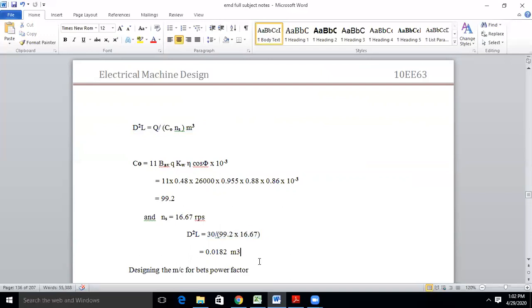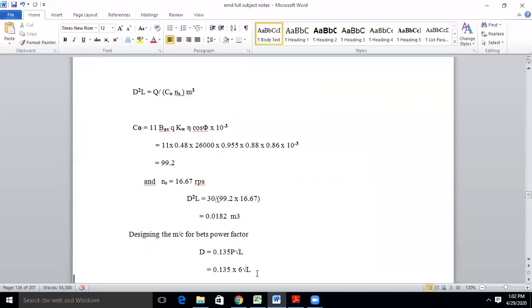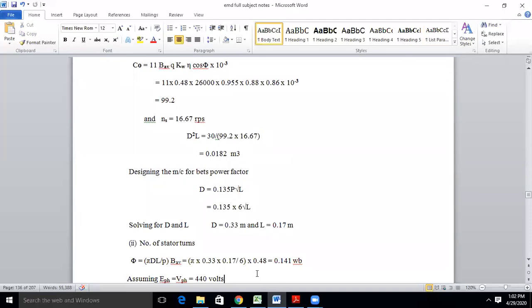Now we need to design the machine for best power factor. This is the design consideration. In order to have the machine for best power factor, there is a formula: whatever the D is, it should be 0.135 pole pitch under square root L. So this is the basic formula.